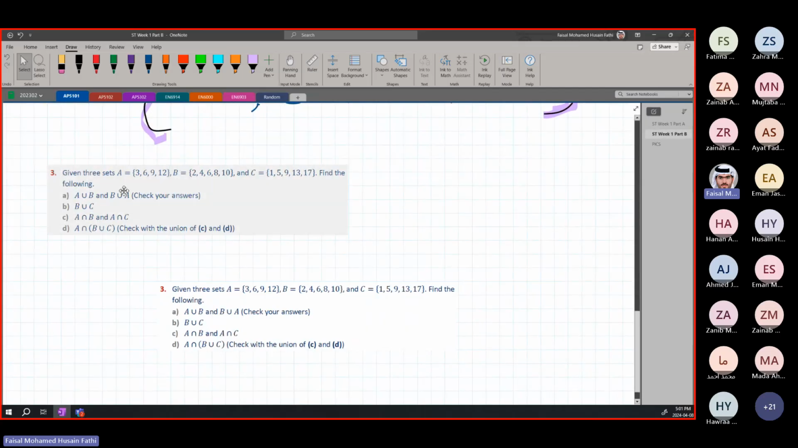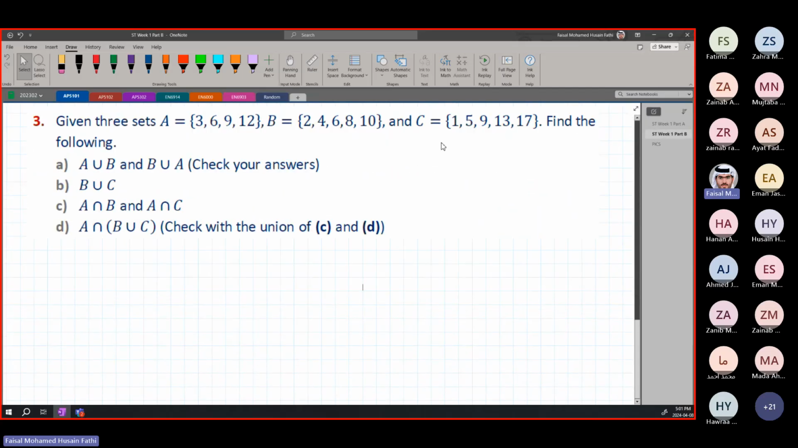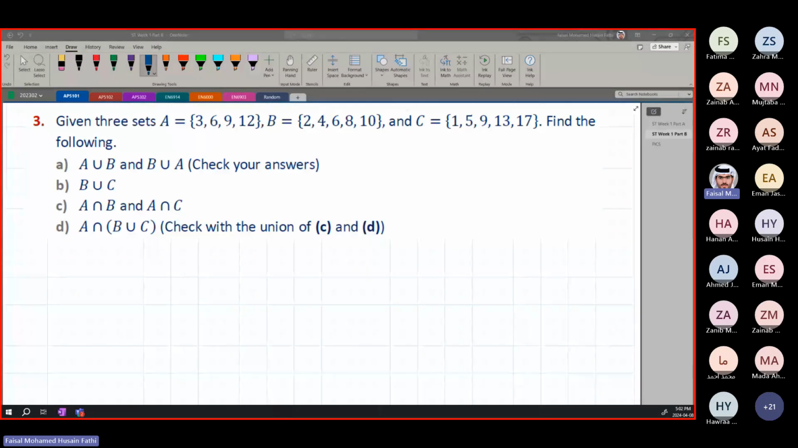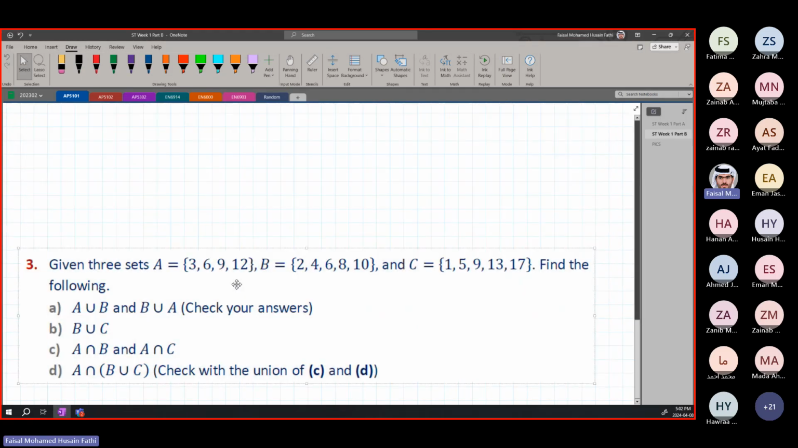Let's go to number 3. Given 3 sets A, B, and C, find the following. Now, I did not explain union and intersection in general. Then let us get into that right now. The union of 2 sets. Let's take simple sets first before we solve this question. I'm going to move this down.